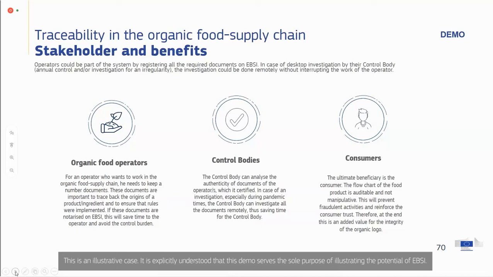After all, the ultimate beneficiary of this is the consumer. The consumer is more of a beneficiary here than a stakeholder. If we have a system where we have traceability, where we can see that the ingredients are being easily traced, where all the documents are making sure that they are authentic and verified, then this will prevent fraudulent activities and it will definitely reinforce consumer trust. Next slide, please.